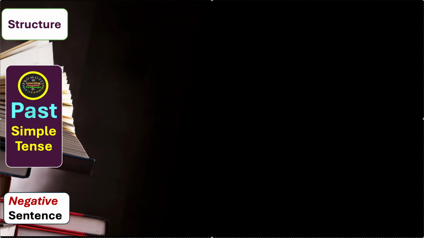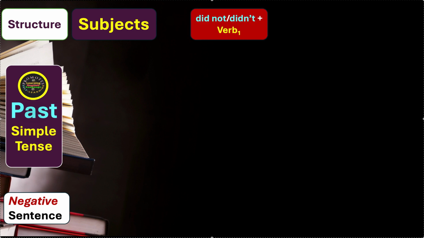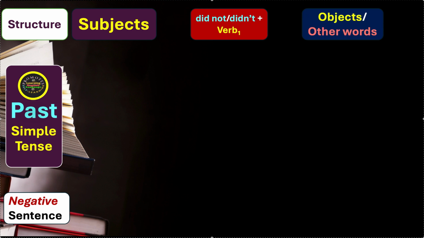We continue our discussion. Now we talk about the structure of past simple tense in the negative form of a sentence. We have the subjects like in any sentence. In the negative form we use did not. The short form is didn't. And the first form of the verb. Why the first form of the verb? Because already we have changed do into did, so we cannot use the second form of the verb twice. And then we have objects or other words.